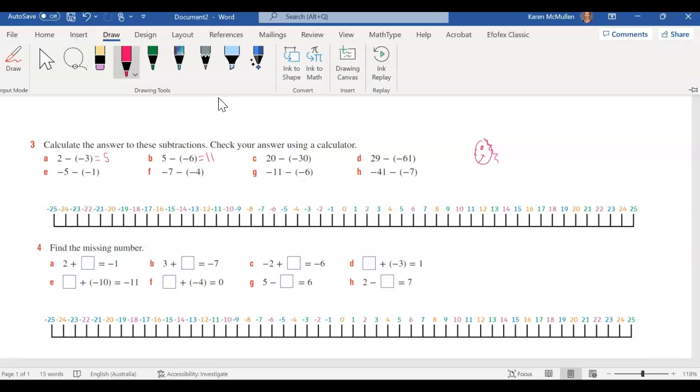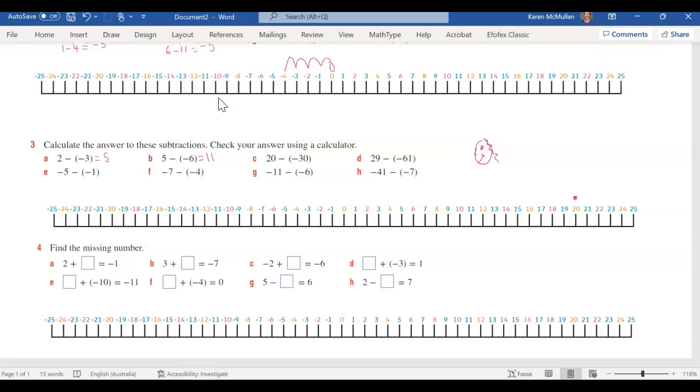Next one, we're going to start at 20. And this time, I'm not going to be able to get on my number line. No. So 20 minus 30. I can only go 1, 2, 3, 4, 5. But if you think about it, we've got another 25 to go. So we're going to actually end up at 50.